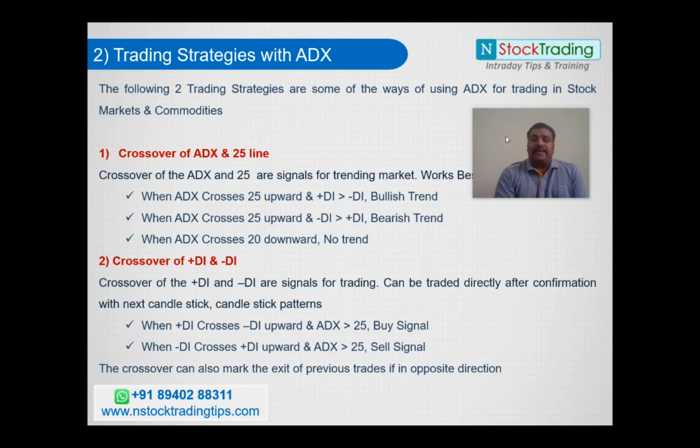Similarly, if it is a sell signal, wait for the next candle and make sure that you trade after the low of the next candle. If it's a sell call, you get the signal here, wait for the next candle, it should also be coming down, then after that you can enter. So this is the way of using the crossover of plus DI and minus DI, along with the ADX greater than 25 parameters.